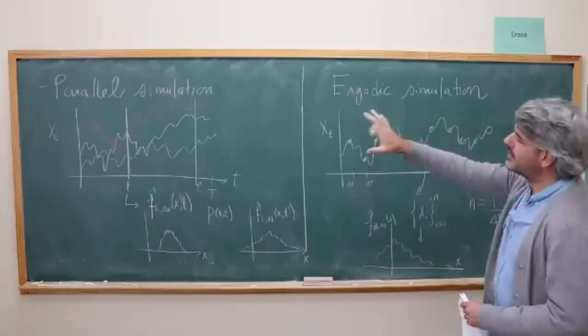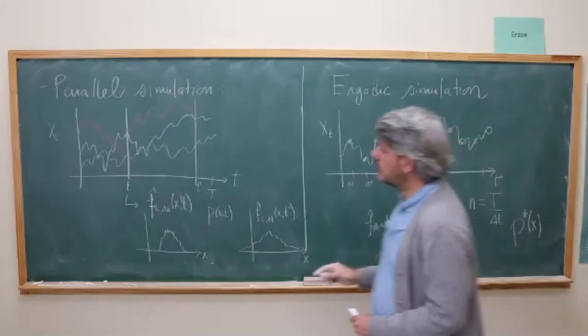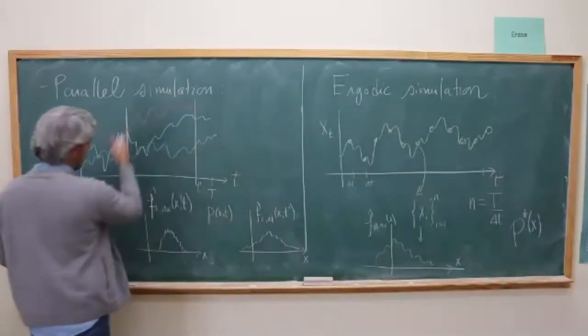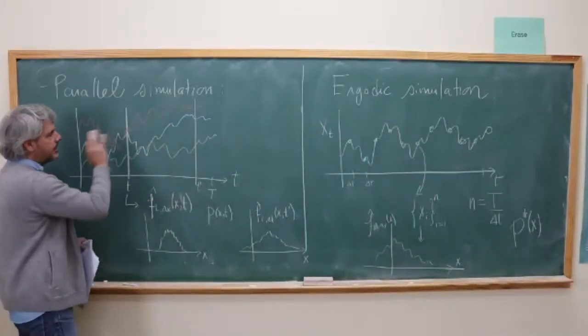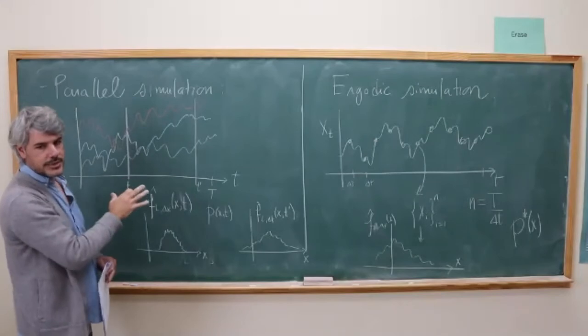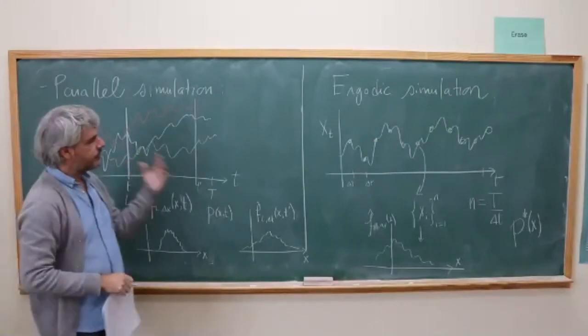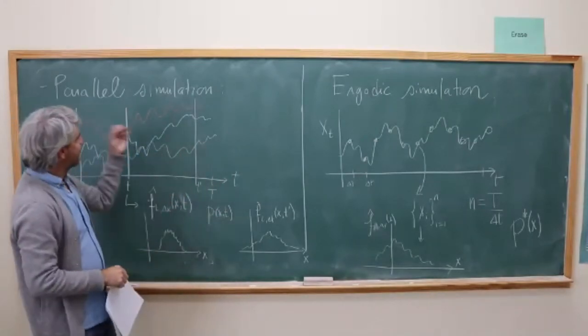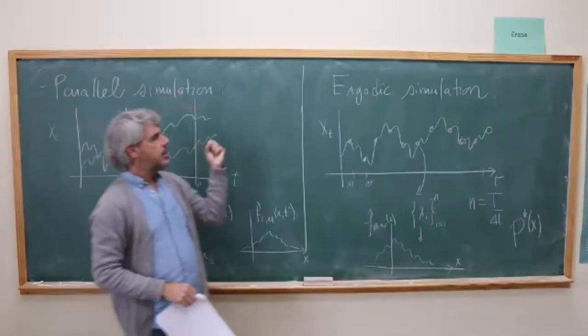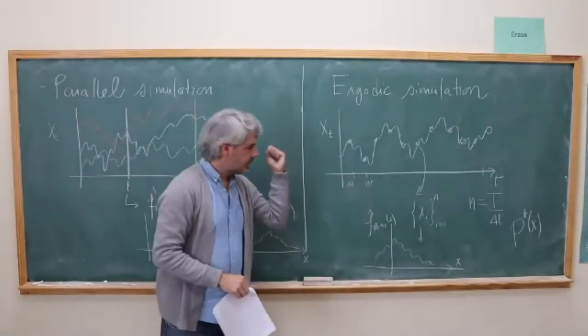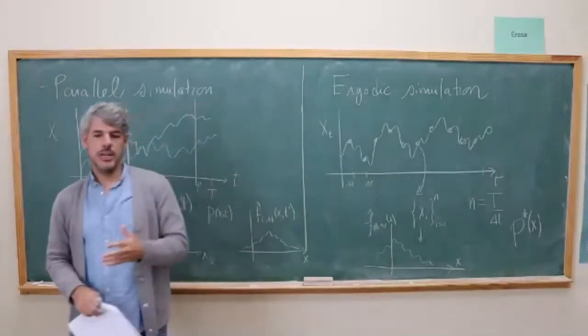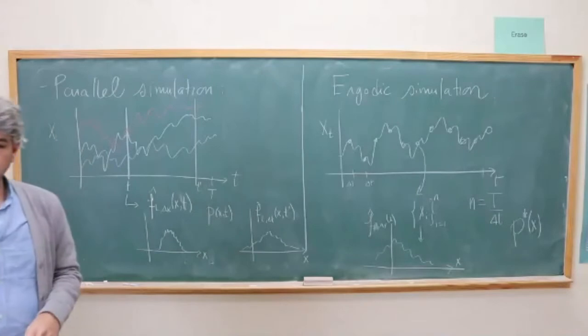Okay? So you always have these two choices depending on what you want to calculate. If you want to calculate the time-dependent distribution, there's no other way. You have to do a parallel simulation. If all you're after is a stationary distribution, you can do the parallel simulation, but if you're dealing with an ergodic process, it's much better to do the one simulation trick, and then you collect all the points to get the density.